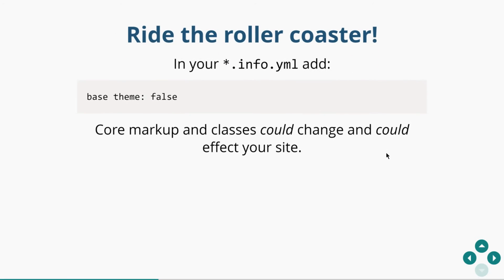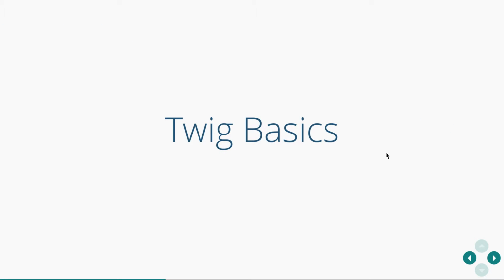So if you don't want a base theme, you want to ride the lightning and get whatever is the latest from core, the core modules and setup, you can put in base theme: false in your info.yaml file. But I don't know many people that'll be doing that. I think that'll be kind of an edge case. But there's probably a good reason for it.